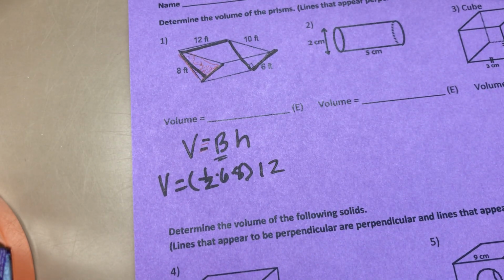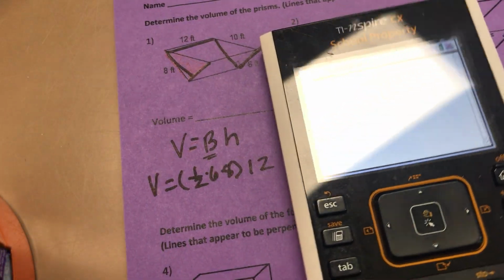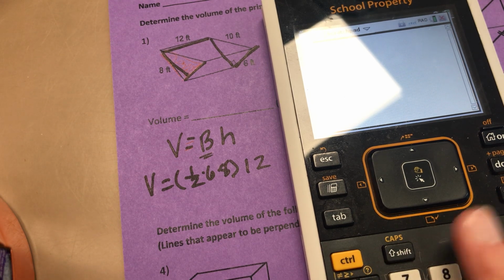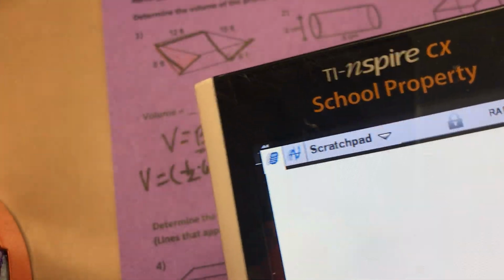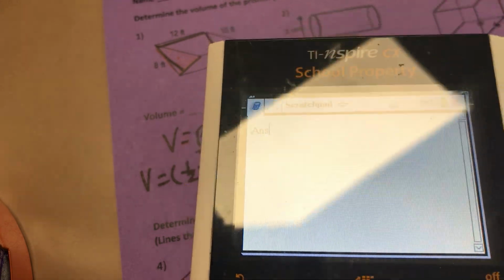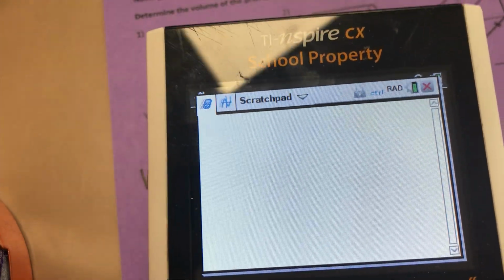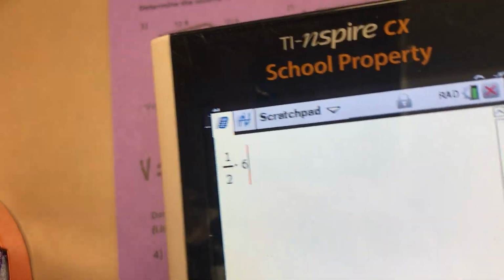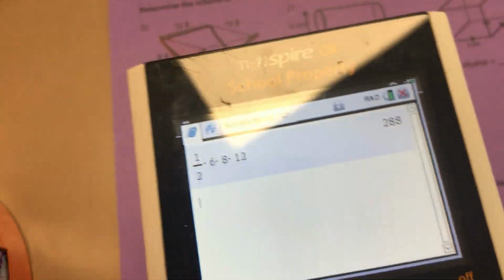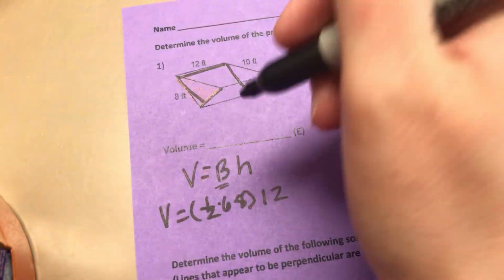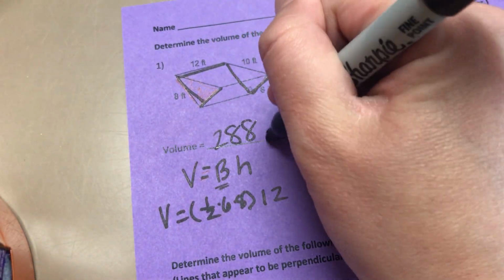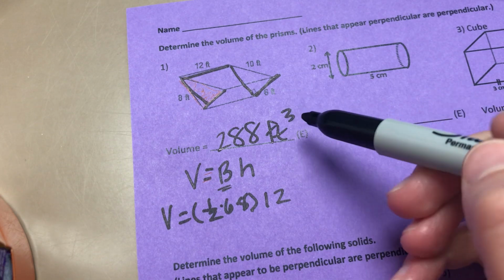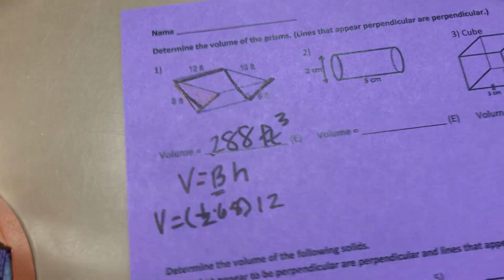So from there, I can just type that entire thing into the calculator. So as a reminder, I just hit something that I didn't want to hit, just Control Divide to get my fraction up there. And then I can just type in 1/2 times 6 times 8 times 12. Just type that whole thing in, and 288. And that would be feet cubed in this case. Volume is always cubic, and these are all feet.